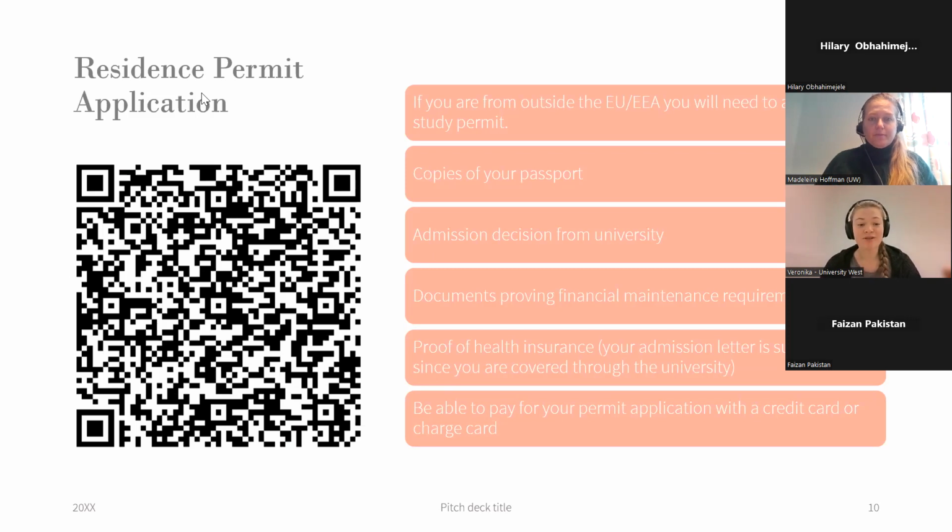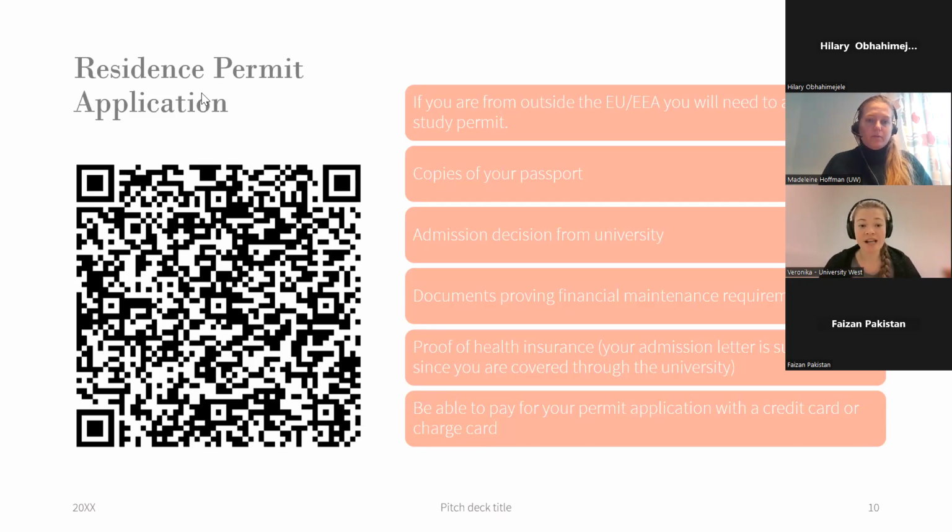So one more time, if you are an EU citizen, you do not need to apply for a study permit. Also, the application for residence permits is handled by the Migration Agency. The university, unfortunately, does not have a lot of influence, or not any influence at all. All we can help you with is explaining the process. But after you send in your application, we do not know where in the process you are.